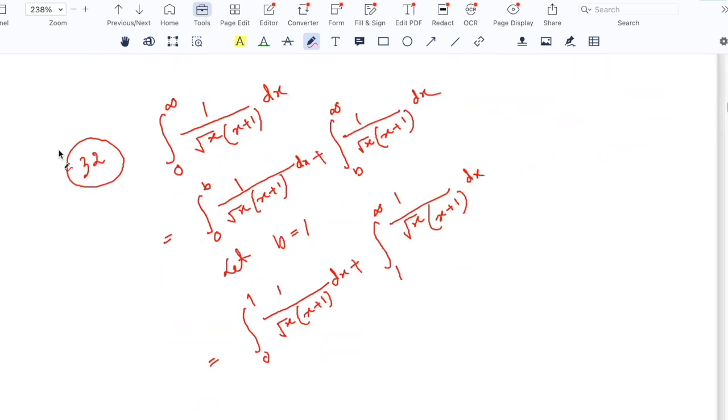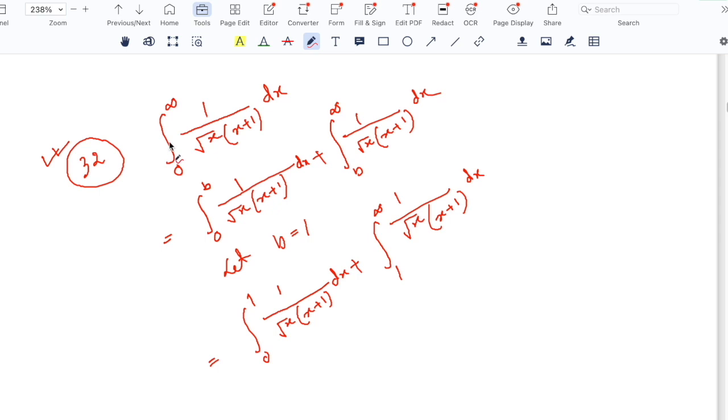Now let us solve our last problem in this lecture, 32: the integral from 0 to infinity of 1 by root x, x plus 1 dx. This integral is improper. Why? If you put the lower limit, the integral becomes infinity, and because of the upper limit, the integral is again improper. So this is a type 3 improper integral.